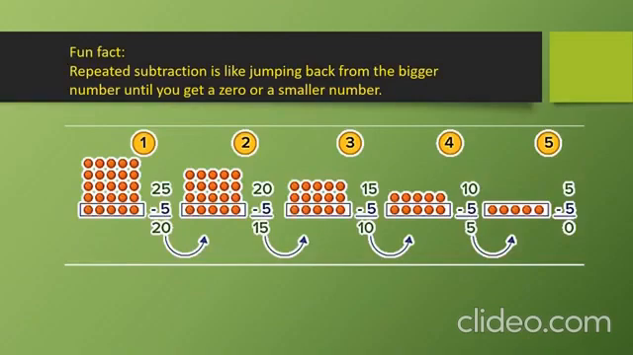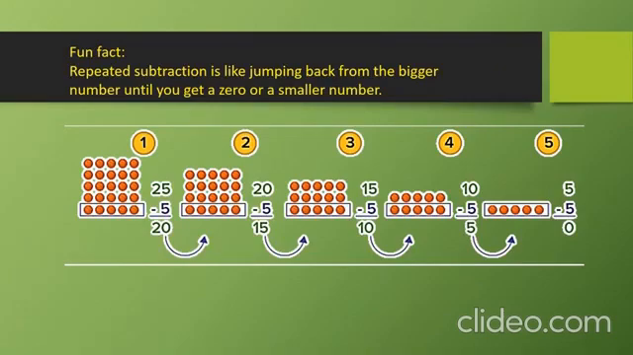Fun fact, repeated subtraction is like jumping back from the bigger number until you get a zero or a smaller number. So here we have 25 balls and we form them in groups, and inside each group we put 5 balls. So 1, 2, 3, 4, and 5 groups, and inside each group here we have 5 balls. Let's start with 25. So put 25 as a top number and 5 as a bottom number.